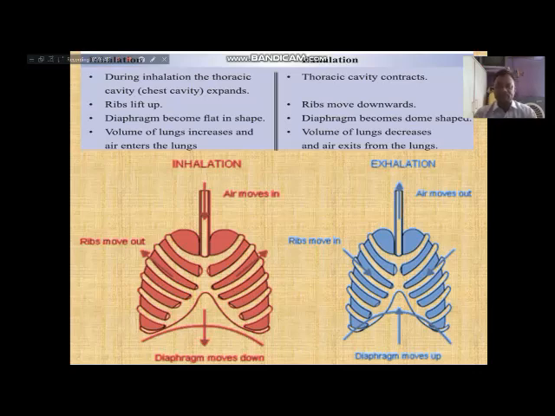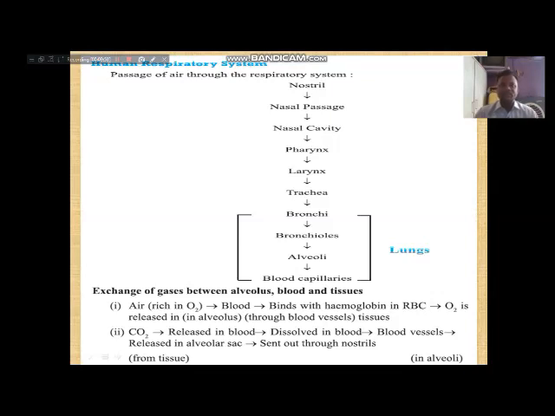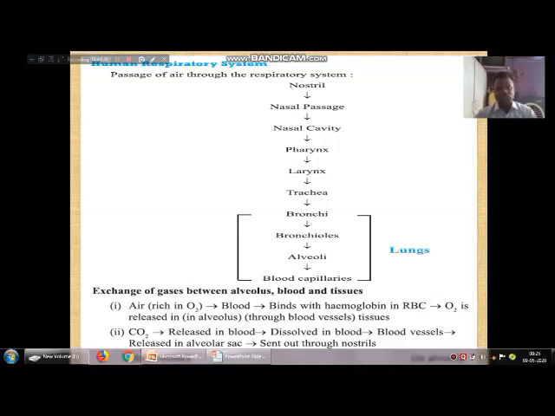So in inhalation, the air enters into the nostril, nasal passage, nasal cavity, pharynx, and larynx in this way. The air containing oxygen is received by the blood, and it again releases carbon dioxide, which comes outside. So this is the way: what the different parts of the human respiratory system are, how the air passes through the respiratory system, and what happens in exhalation and inhalation.